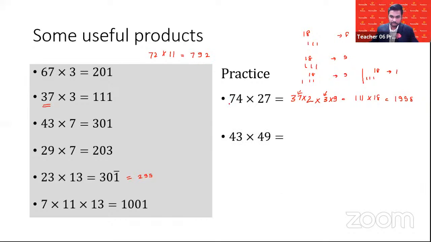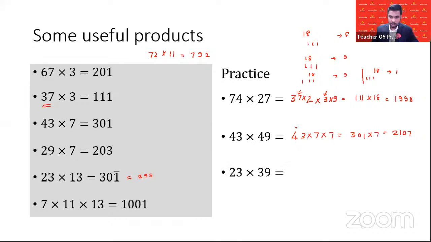Let us do another example, 43 times 49. We know 43 times 7 is what? 301. So this is written as 43 multiplied by 7 into 7. So this is 301 into 7. This is 21. And you have to be careful here, 07. It is 2107.